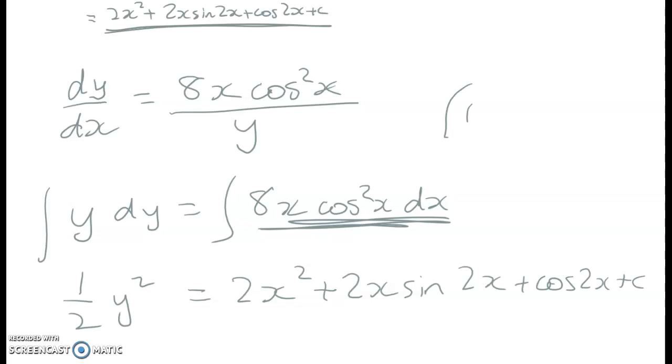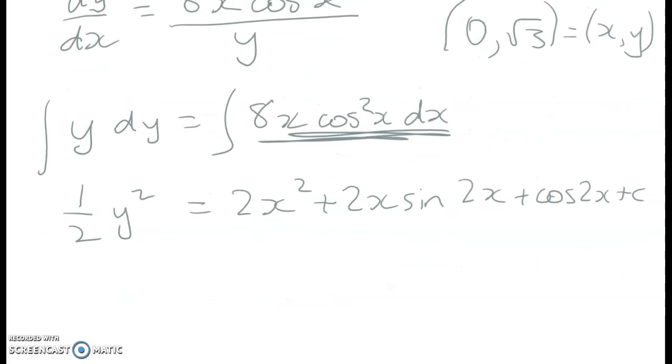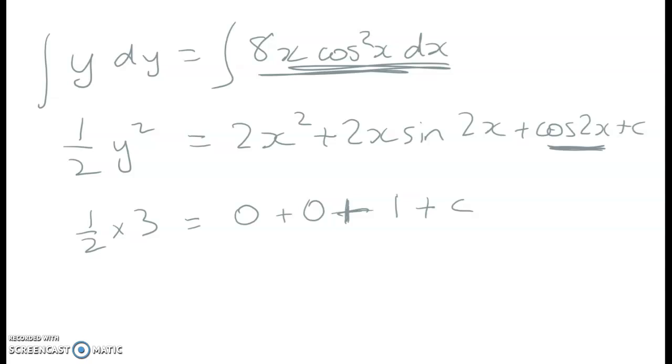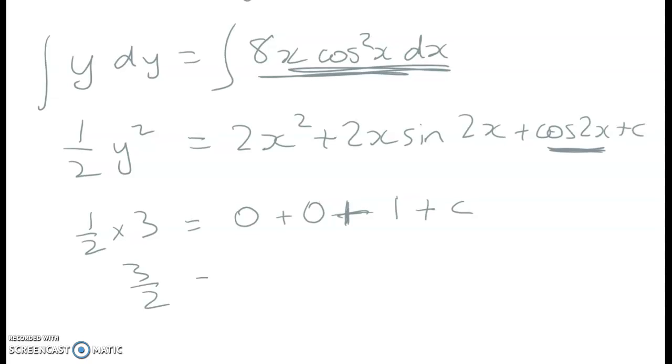And we're going to use the point 0, root 3 to figure out the value of the constant. So let's substitute that in. Right, so we get 1/2 times 3 is equal to 0 plus 0 plus, now cos of 2 times 0 is 1, plus c. So we've got 3 over 2 is equal to 1 plus c. c is equal to 1/2.